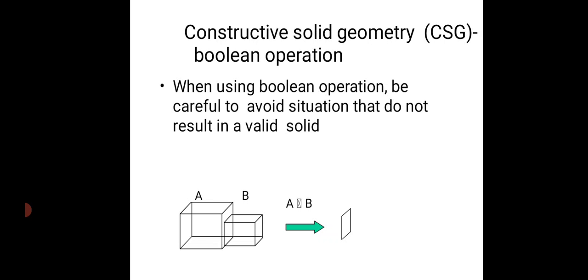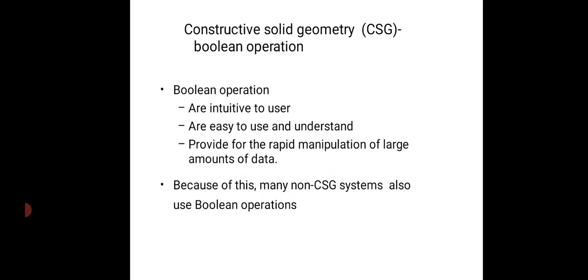When using Boolean operation, be careful to avoid situations that do not result in a valid solid. Okay, this is block A, this is block B. So this is A union B. This is the constructive Boolean operation. Boolean operations are intuitive to the user, easy to use and understand, and provide for rapid manipulation of large amounts of data. Because of this, many non-CSG systems also use Boolean operation.